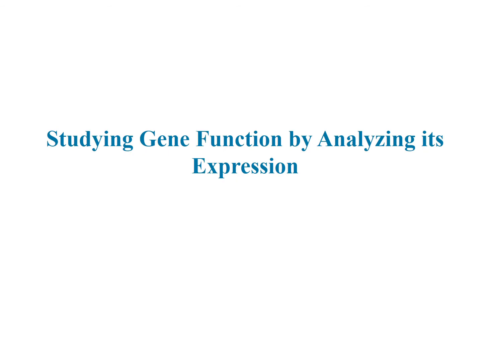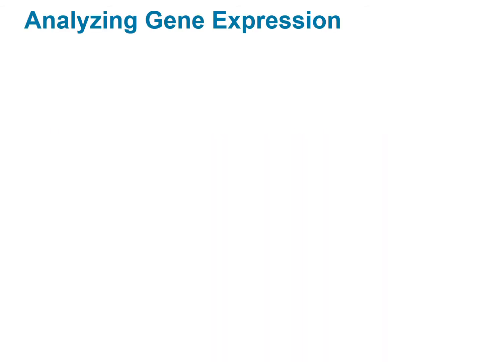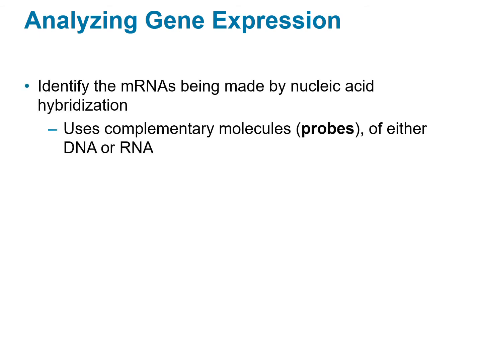So let's study gene function, and you can study gene function by analyzing its expression. And how do we analyze the expression? So analyzing gene expression can involve several different methods, but we'll only talk about a few of them in this segment. So you can identify the presence of messenger RNA. So remember, messenger RNA is the product of transcription. So that's really the start, the first step of gene expression.